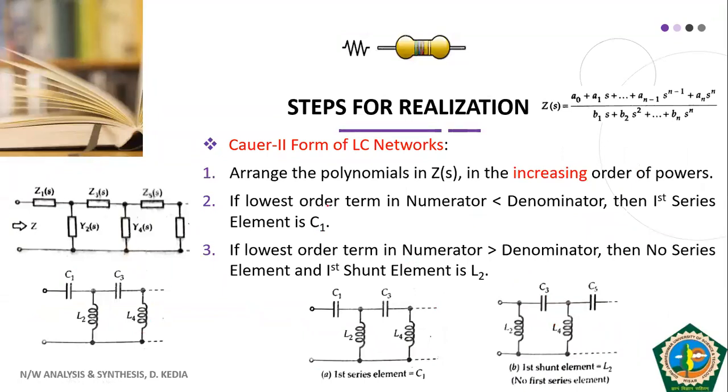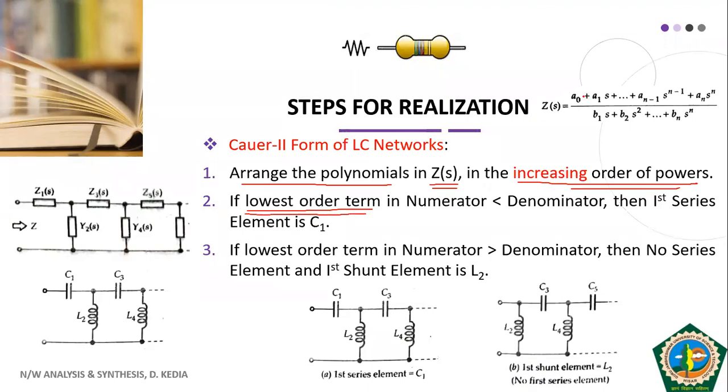See, the first step is we have to arrange the polynomials of the network function or the driving point impedance function in the increasing order of powers. Then after we have done that, in the Cauer 1 form, we had checked the degree of numerator and the denominator. So here, instead of degree, we will check the order of lowest order term.